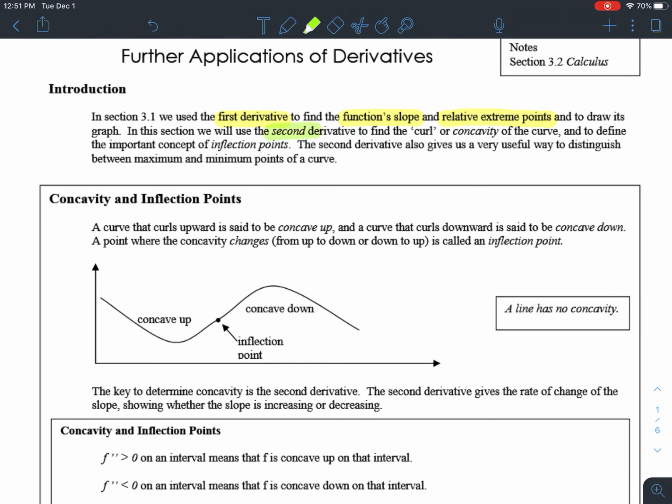But what we're going to be doing in this section is, in addition to what we did in the first section, we're going to add to that using the second derivative, and the second derivative is going to help us find the curl or the concavity of the curve, okay? And that's going to uncover something called an inflection point, which we're going to look at here. Now, when we talk about the curl and concavity, we're talking about graphs that are either curled like that, or if a graph is curled like this. You can see this in this picture here below.